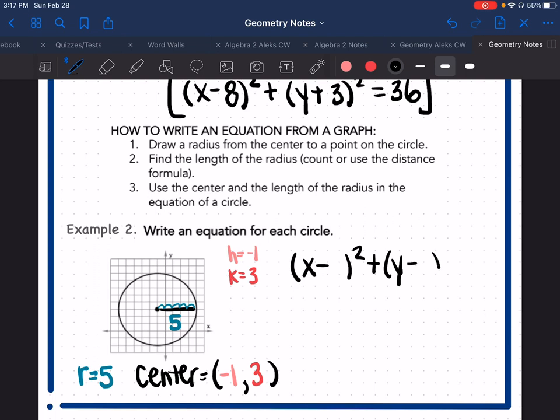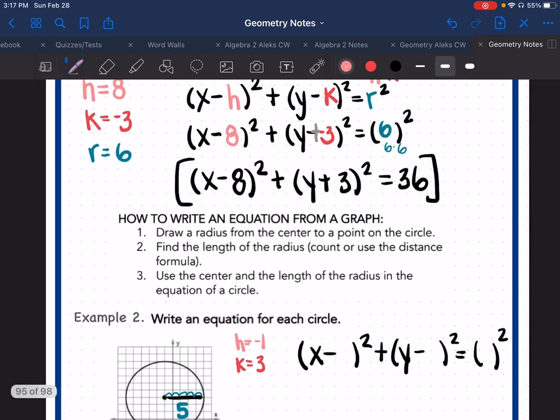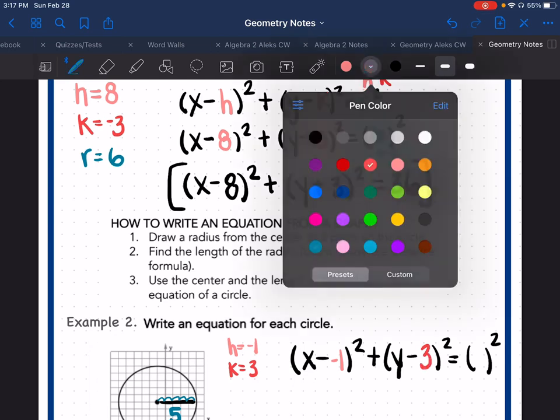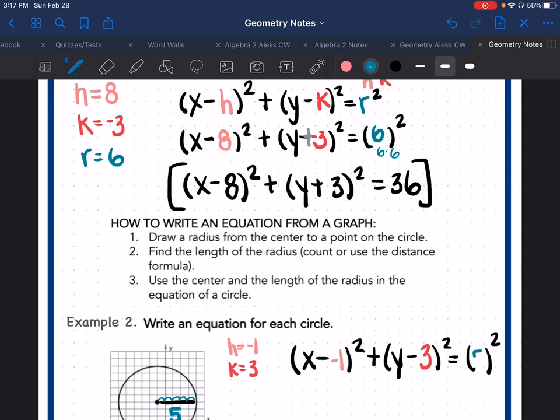Let me get my skeleton ready. Remember in the first one, let me see if I can scroll it back down. There it is. There's my formula right there. In with the x is h, in with the y is k, and then of course the radius goes right here. All right, don't forget with your radius, you are squaring it. So I am going to multiply 5 times 5.